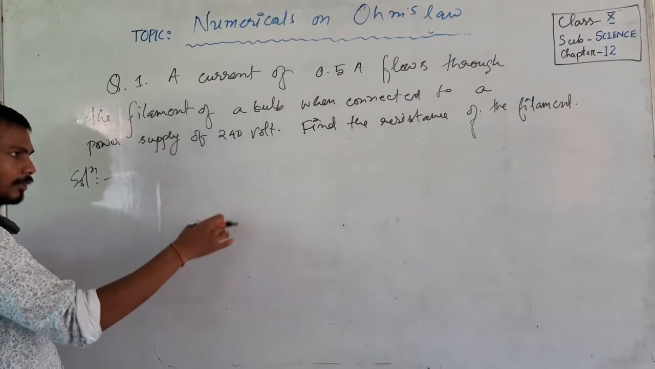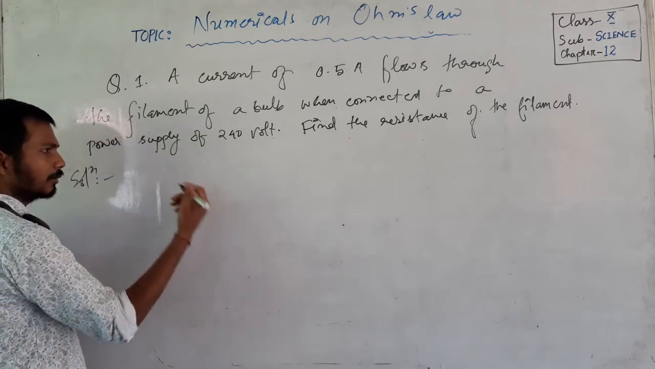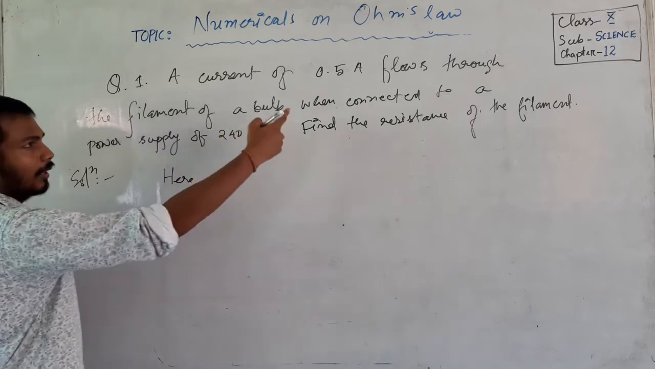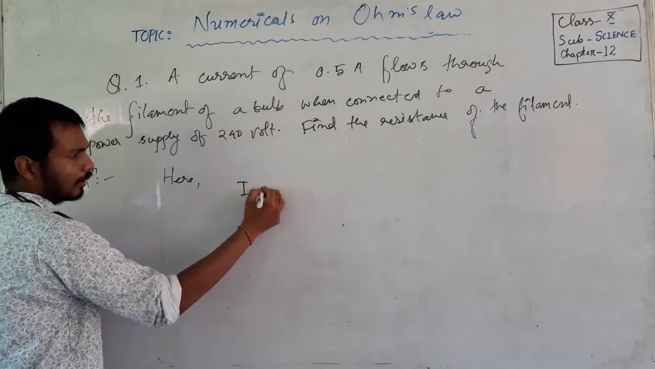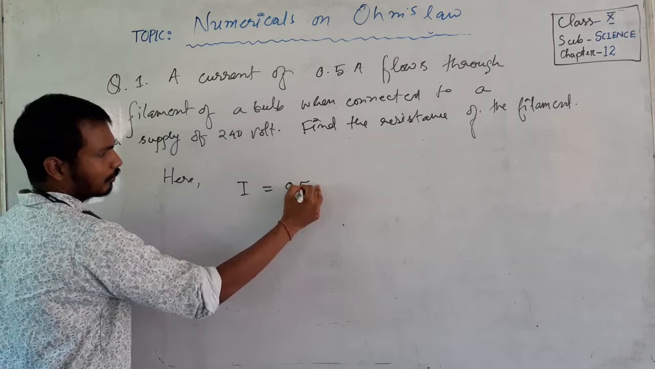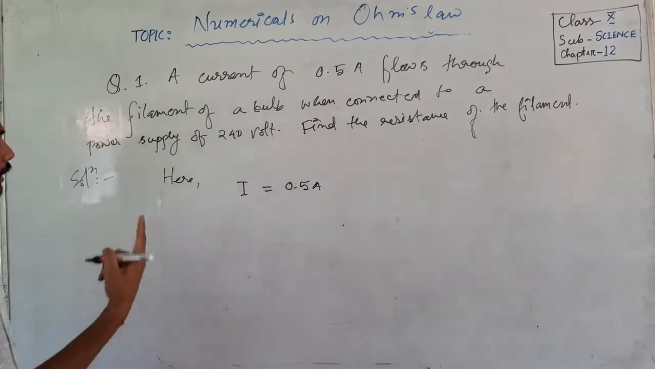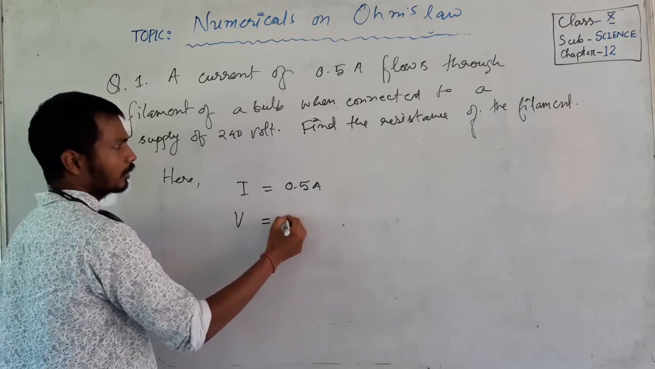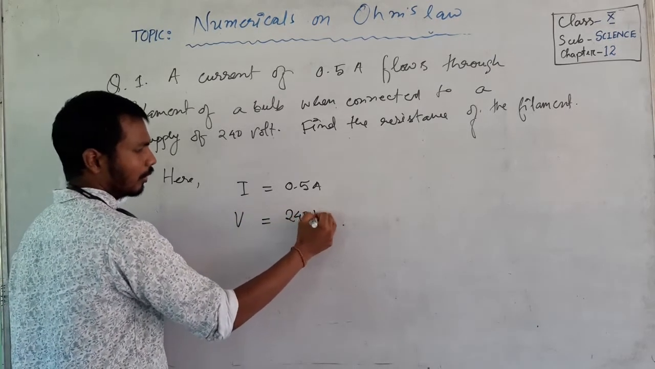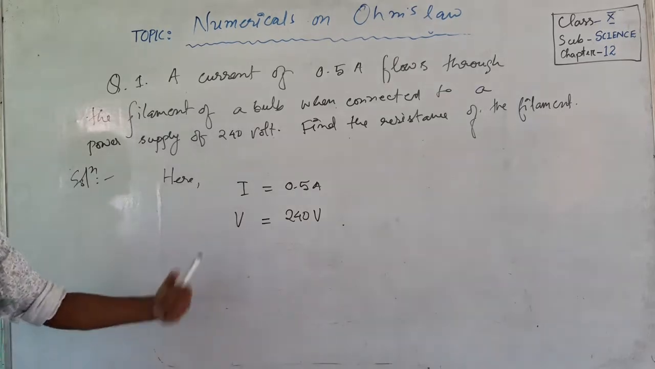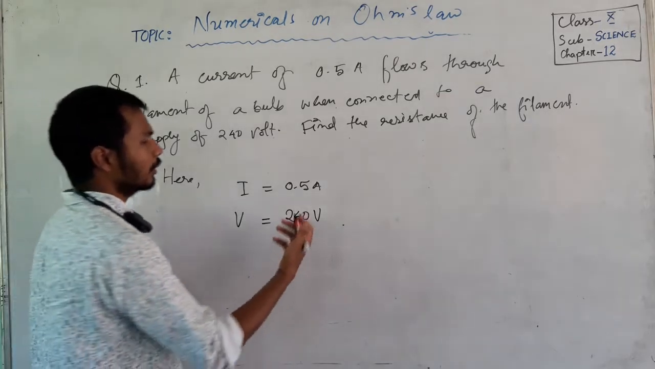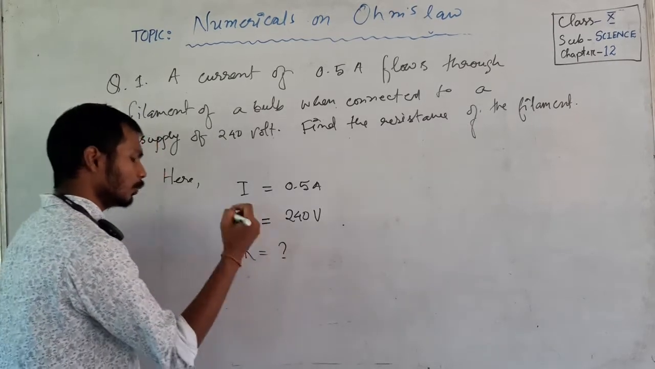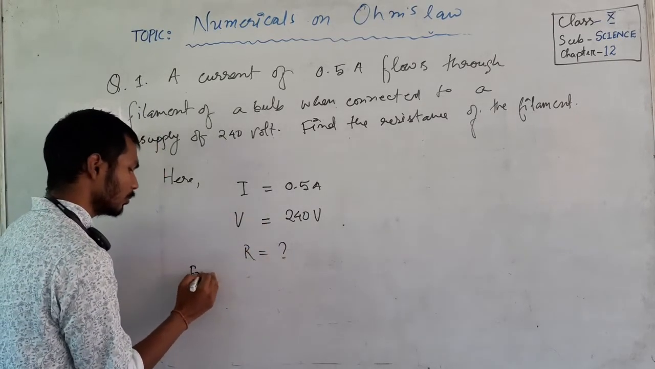Before doing the calculation, we have to write the given. So here, what is given? Current. So write I is equal to 0.5 ampere. What is the next given? Voltage. So write V is equal to 240 volt. Everything is in SI units, so no need to convert into SI units. Now what is required to find? Resistance. So how will you find resistance? From Ohm's law.